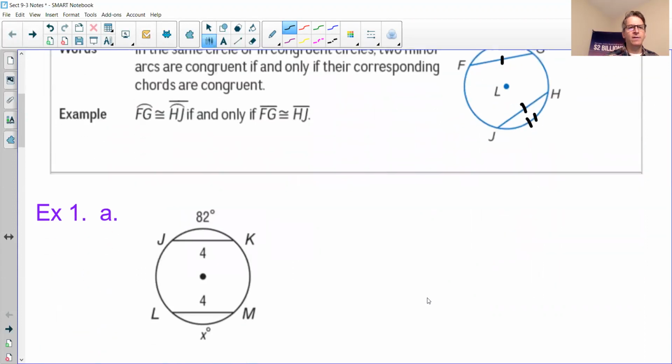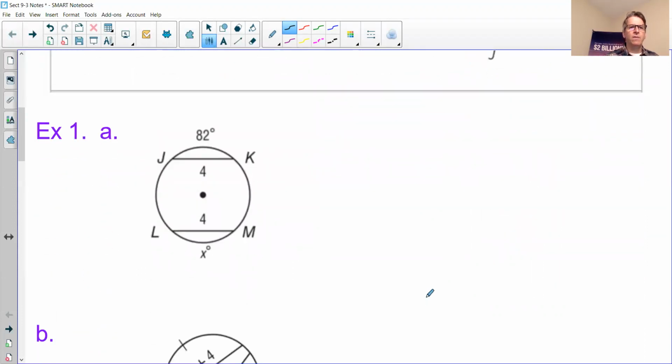Example 1A. We have an 82 degrees here. We're looking for this x degrees here. We notice that this chord here is 4 and this chord is 4. Since this is 4 and this is 4, and this is 82, x degrees is equal to 82.